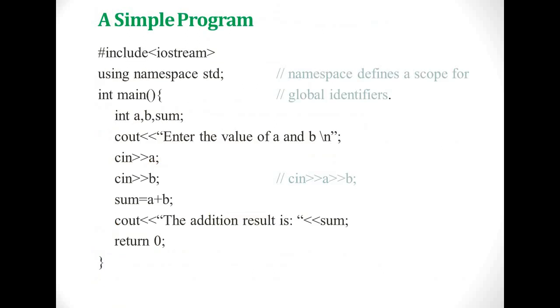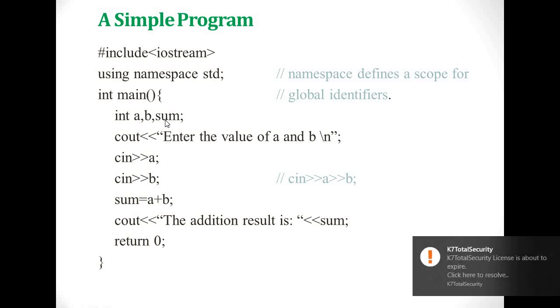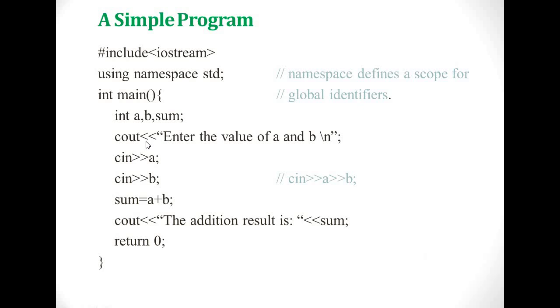In this simple program, we are declaring the header file as include iostream and then using namespace std, and then in the main function we are declaring three variables, integer as a data type, and then a, b, sum, and then cout will display the values. Enter the values of a and b will be displayed, and then cin gets the input, a value to be got and then b value to be got, and then a, b values are added and stored into the sum, and then cout the addition result text will be displayed, and then the total sum will be displayed. This way the program will work.